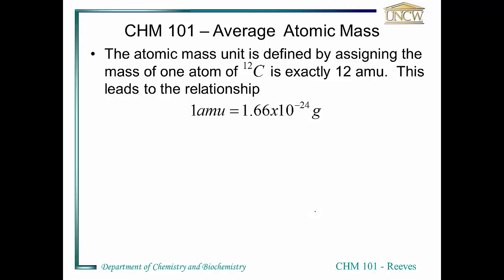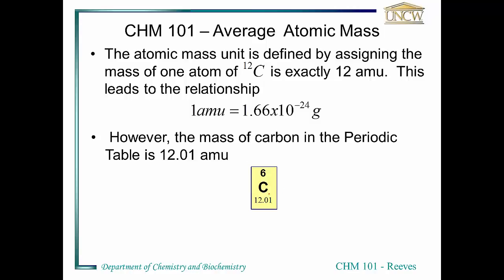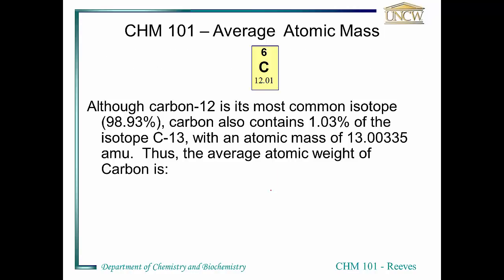All right, so let's talk a little bit about this atomic mass issue. Carbon-12 has 12 atomic mass units. In fact, the atomic mass unit that you see here is defined based on the mass of a carbon-12 nucleus. But carbon in the periodic table doesn't list its atomic mass as 12, but rather 12.01. Well, if the definition says that carbon-12 has a mass of exactly 12 AMU, how do you explain the fact that in the periodic table, carbon has a mass of 12.01?